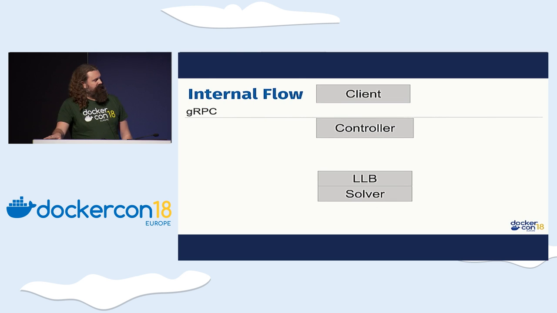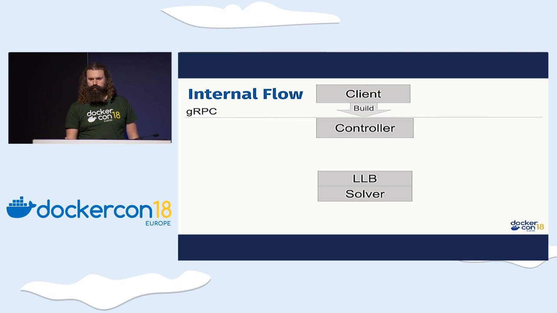Right, so let's have a little look at the internal flow. So we have a client at the top. It talks over gRPC to the BuildKit daemon, and it talks to the controller. And within BuildKit, there is also the solver, which is the real brains, the real engine that does all of the actual work. And its main interface is LLB, the low-level binary DAG that Thomas mentioned.